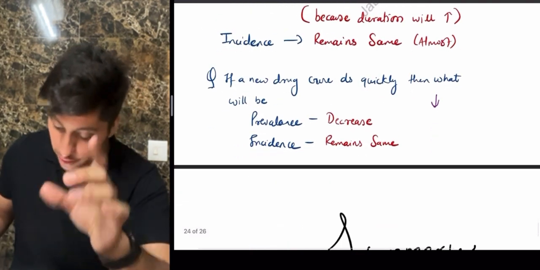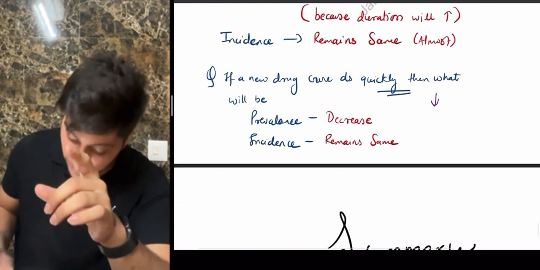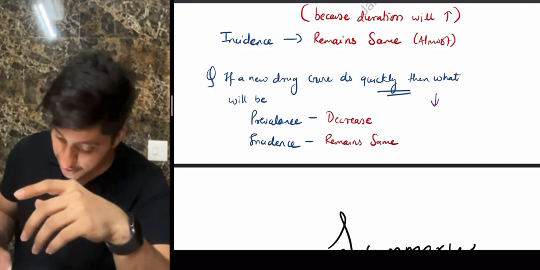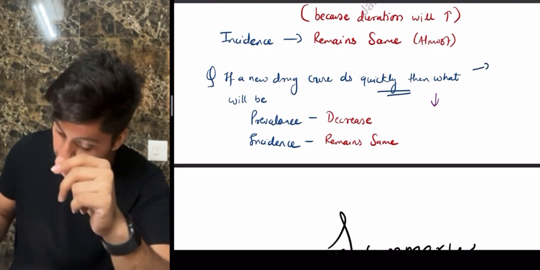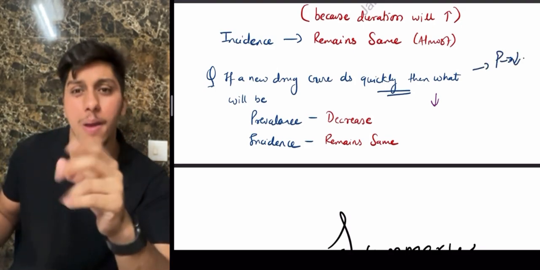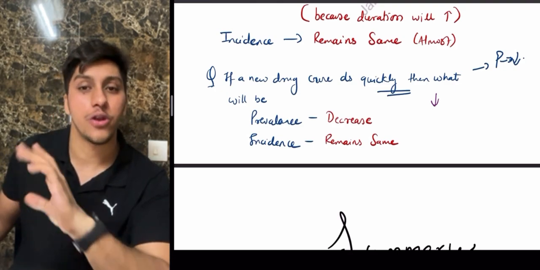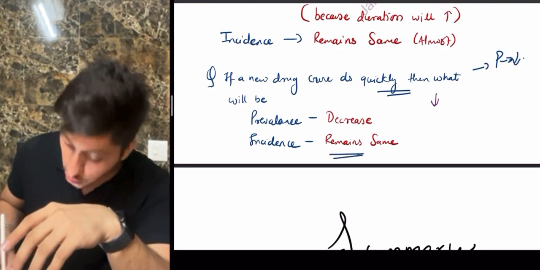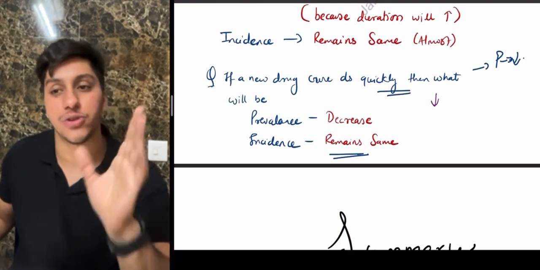Next question. If a new drug cures the disease quickly, then what will be the prevalence and incidence? It is curing the disease quickly, so the prevalence is now going to decrease. But is it preventing the disease? No. That is why the incidence is going to remain the same and the prevalence is going to decrease.